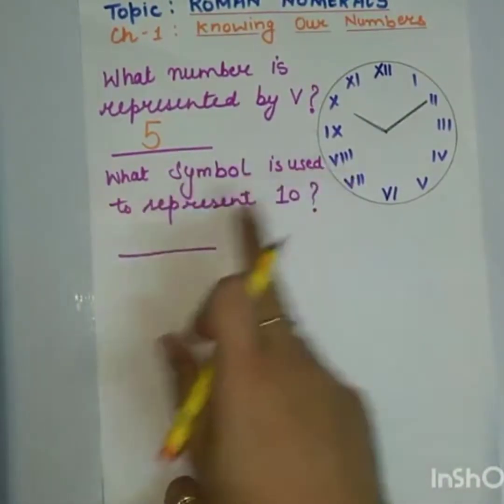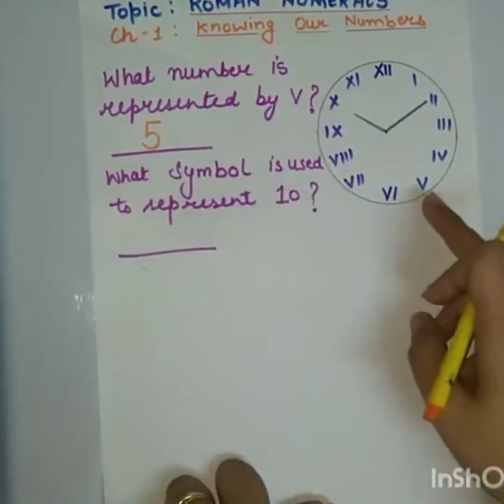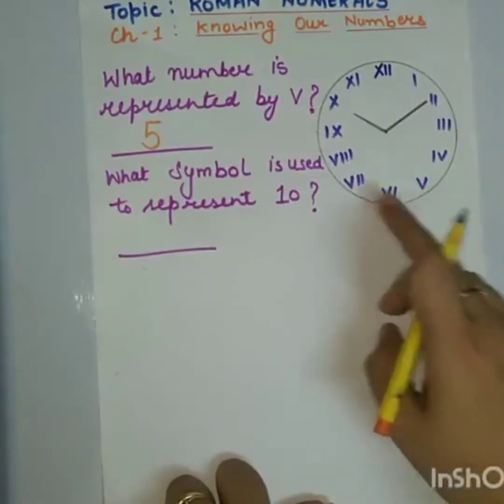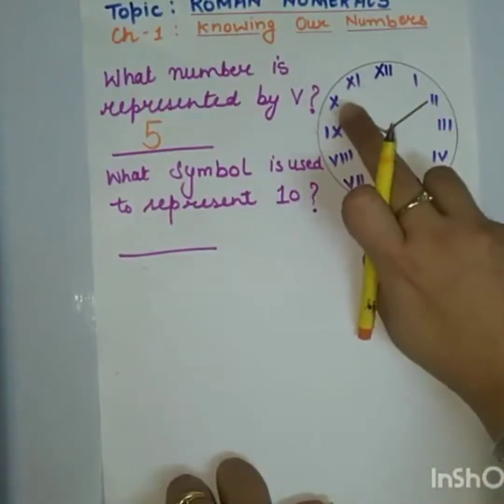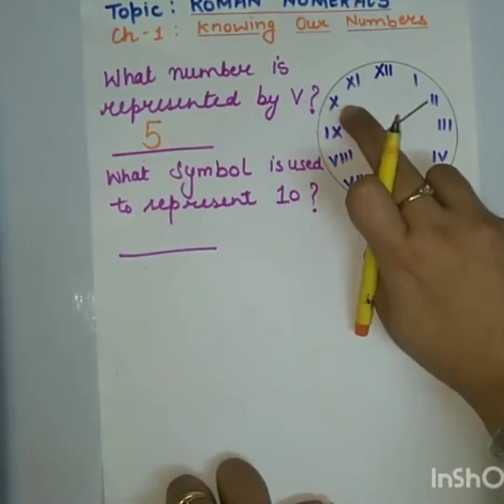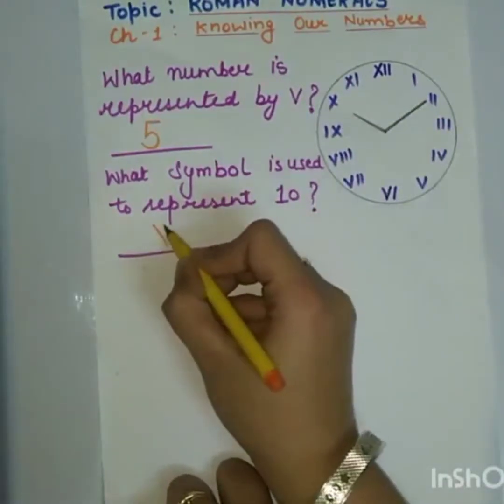What symbol is used to represent 10? 5, 6, 7, 8, 9, 10. So the symbol X is used to represent 10.